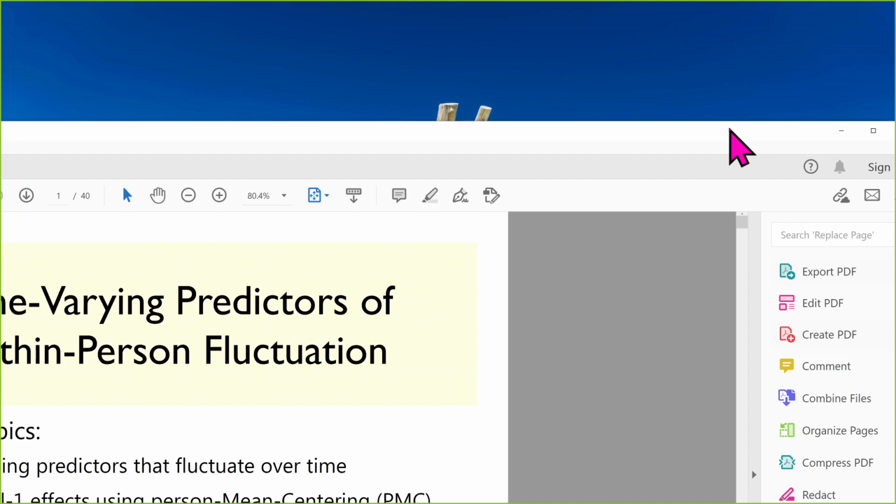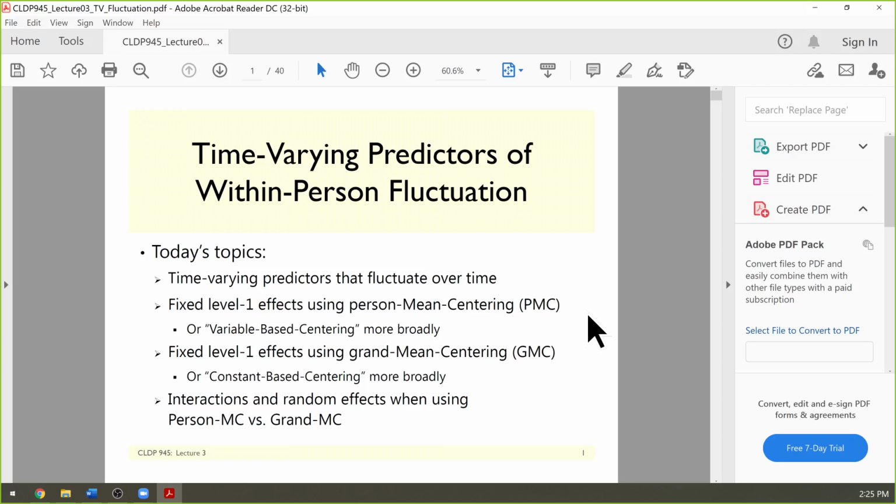Likewise, a time invariant predictor has no within person variation. It is a constant across the rows for the same person. So it can't go into the level 1 model because it doesn't have any level 1 variation. The outcome, though, has variation at both levels, right? That's the whole reason we have this multi-level model where we have within person level 1 information and between person level 2 information, and most time varying predictors operate the same way.